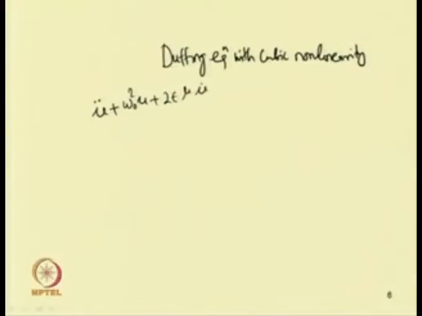Duffing equation with cubic nonlinearity. The equation can be given in this form: u double dot plus omega 0 square u plus 2 epsilon mu u dot plus epsilon alpha u cube, equal to 0 for free vibration. In the forced vibration case we have considered two cases.